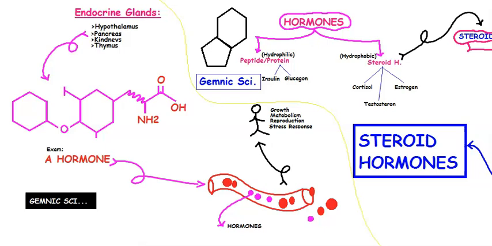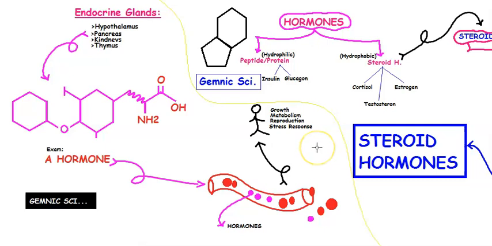First of all, what are hormones? When we say hormones, they are simply chemical messengers which are produced by the endocrine glands. Some common examples of these endocrine glands are the hypothalamus, pancreas, kidneys, and the thymus. Notice that these hormones travel through the bloodstream to regulate various bodily functions like growth, metabolism, reproduction, and the stress response.